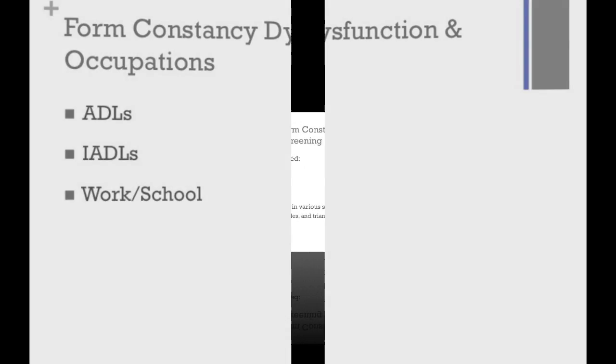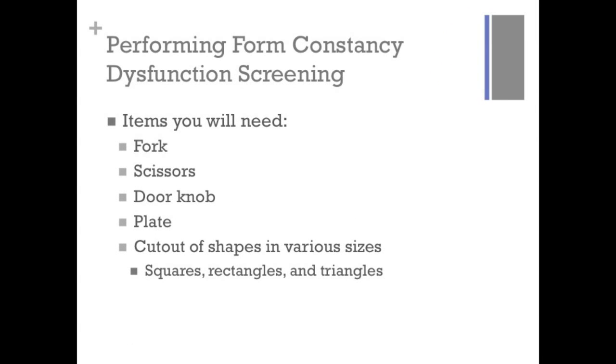The items that you will need in order to perform the screening will include a fork, a pair of scissors, a doorknob, a plate, and cutouts of shapes in various sizes. You will now watch a video that will review the items that you will need and show you how they should be positioned, followed by another video that will show you how to perform the actual screening.